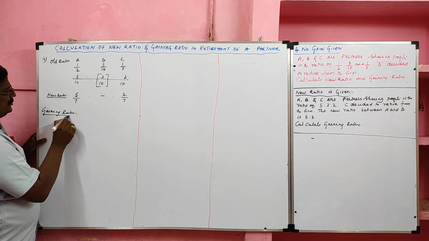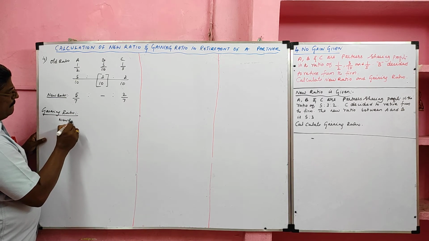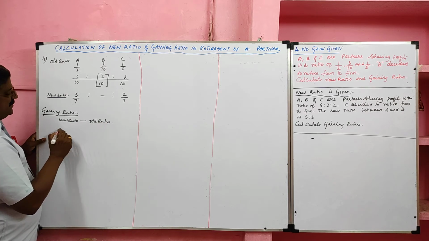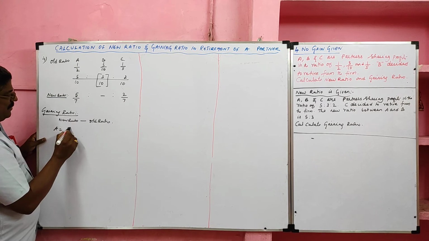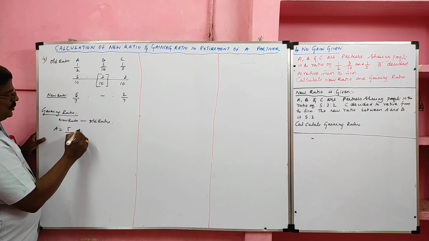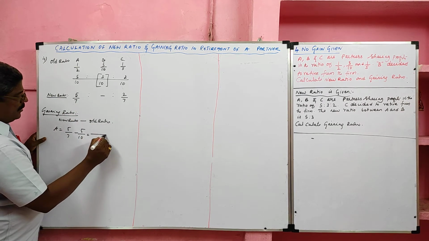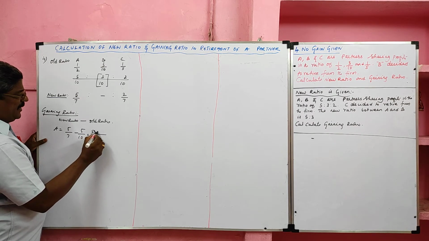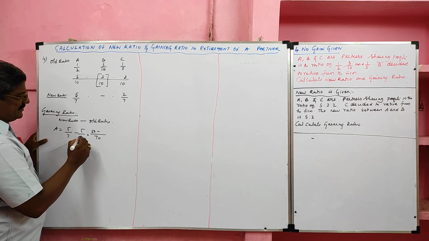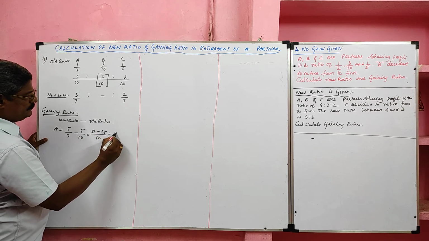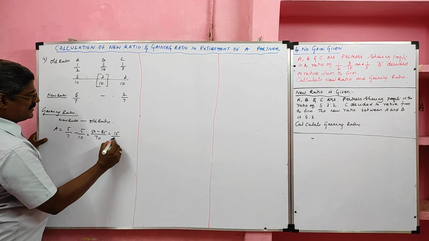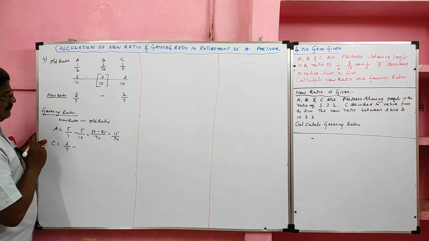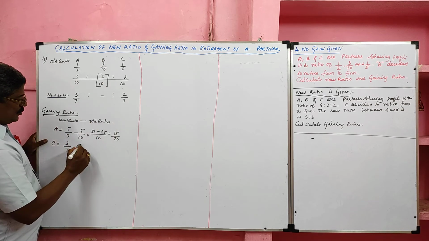Gaining ratio formula as usual: new ratio minus old ratio. Who gains? A. A's new share is 5 by 7, old share is 5 by 10. So we take the common denominator 70. 70 divided by 7, 10, 10 5s are 50. 70 divided by 10, 7 5s are 35. A gains 15 by 70. Then C gains: new ratio 2 by 7 minus old ratio 2 by 10.